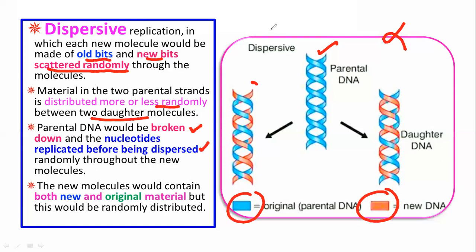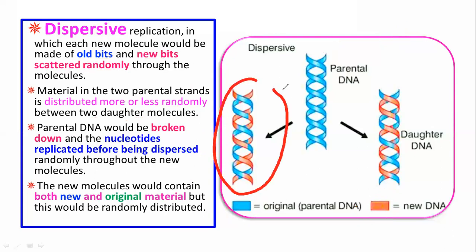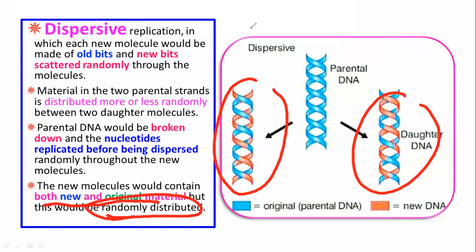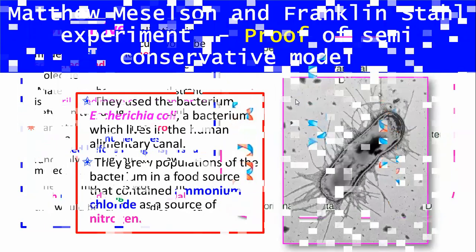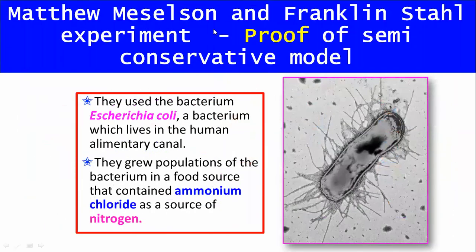So what will the new molecule be containing? Look at here. The new molecule will be containing both new and original material, but randomly distributed, dispersively distributed, which is obviously not the case. We have now done the whole experiment on this. So there was a very important experiment to basically justify the three types of replication.